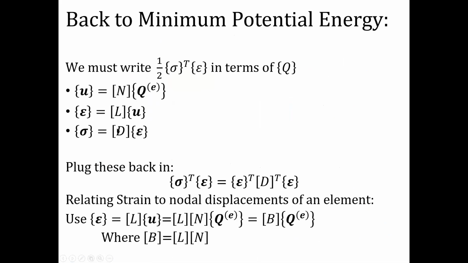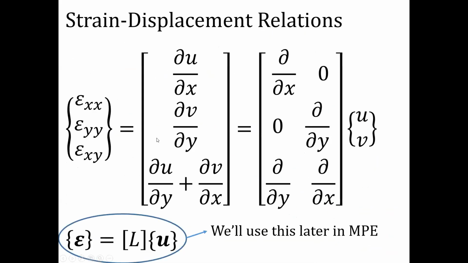After that, we wrote strain in terms of displacement. That relationship is given by epsilon equal to L operated on u. This L is a differential operator, which in the case of a 1D problem is just d by dx, because it depends only on x; there's no need for a partial there. But for, say, 2D problems, it's going to look kind of like this: a 3x2 matrix whose individual elements are essentially just differential operators.